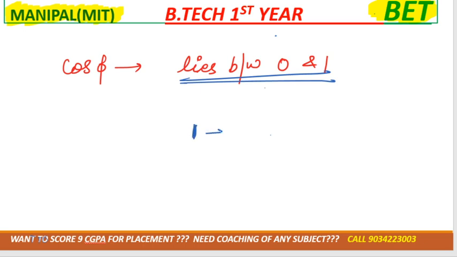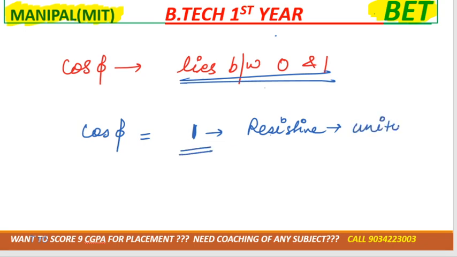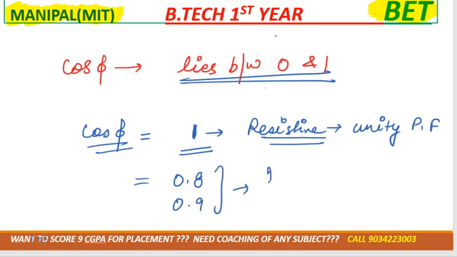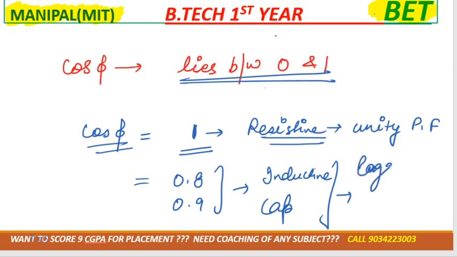If it is 1, that means it is a resistive load. If the value of cos phi is 1, then it is a resistive load, and in the case of a resistive load it's unity power factor. Unity means 1, so if the power factor value is 1, it is a resistive load. Okay, if suppose it is 0.8 or 0.9, then that means you are using either an inductive load or a capacitive load. If you are using an inductive load, then it's a lagging power factor, and if you are using a capacitive load, then it's a leading power factor.